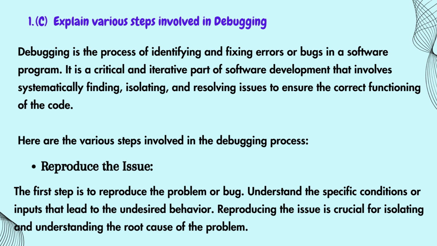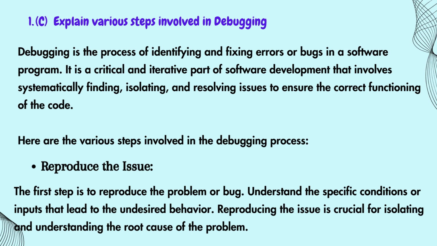The next question is: explain various steps involved in debugging. Debugging is the process of identifying and fixing errors or bugs in a software program. It is a critical and iterative part of software development that involves systematically finding, isolating, and resolving issues to ensure the correct functioning of the code.